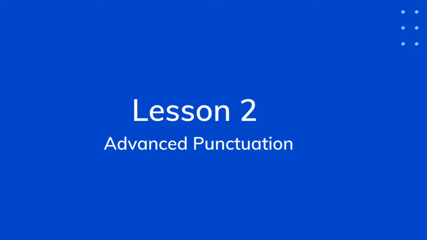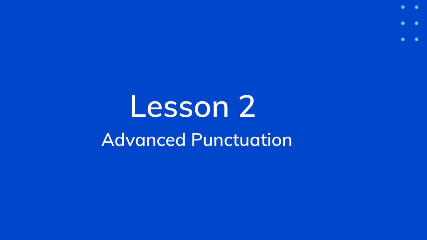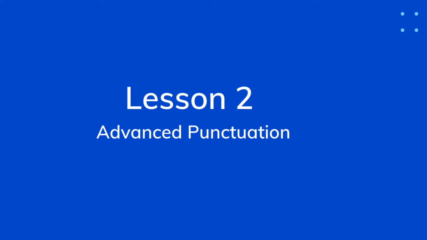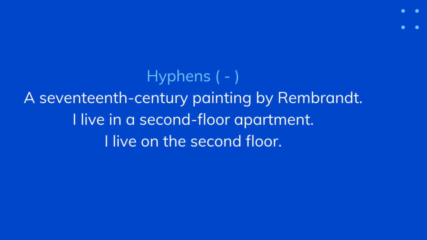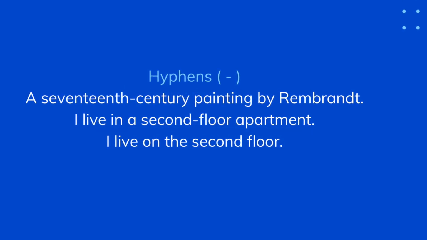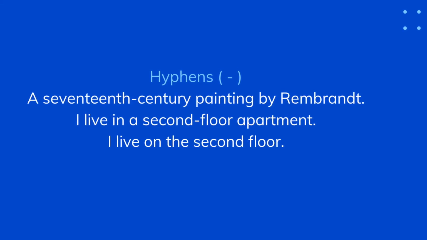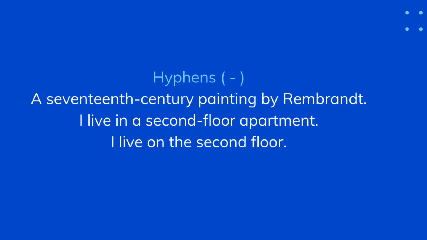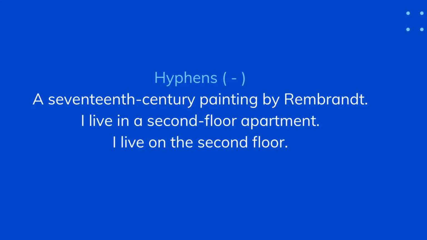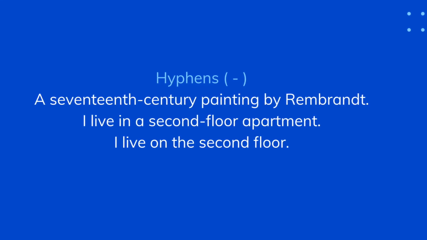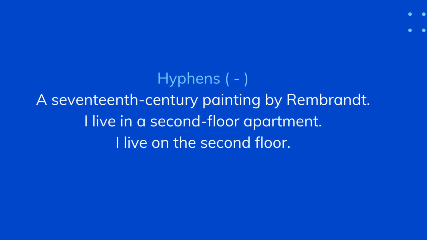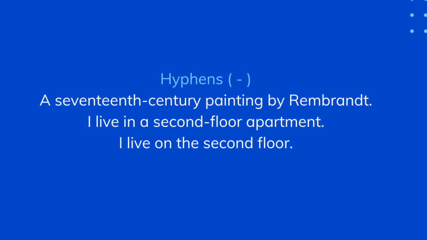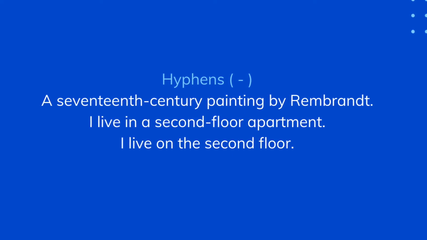The more complex punctuation marks that we use in English enable us to correctly punctuate longer and more complex sentences and texts. Hyphens are used within a compound modifier, or two words joined together to modify a noun. For example, a 17th-century painting by Rembrandt. Note that a hyphen is not ordinarily used between the words 17th and century, only when they are describing something, i.e. the painting by Rembrandt.